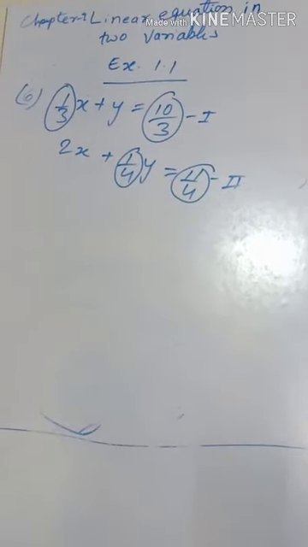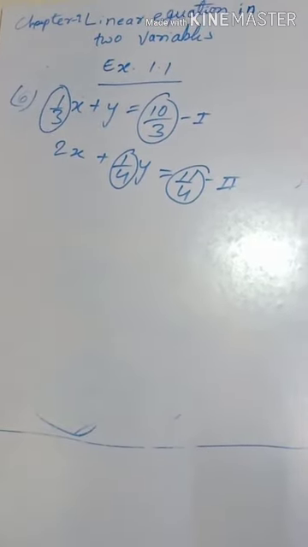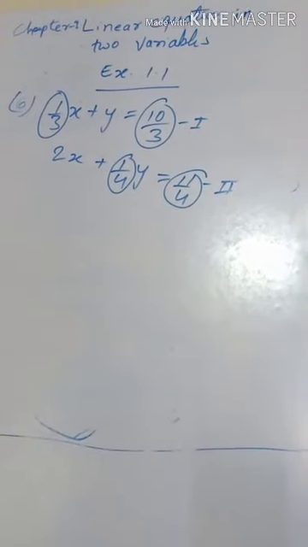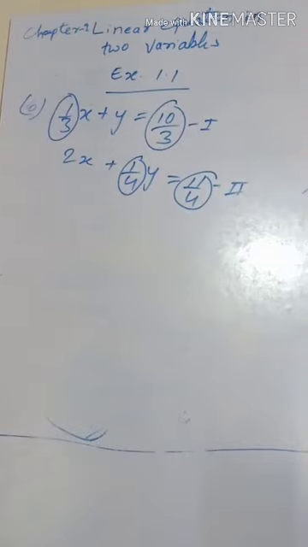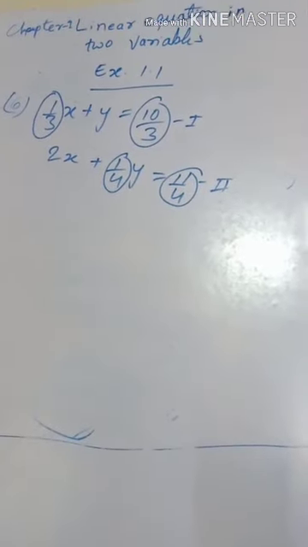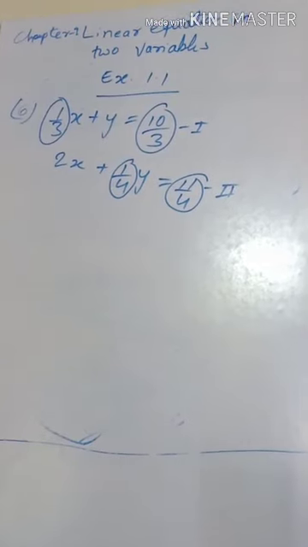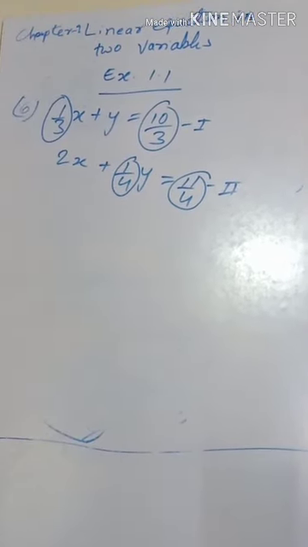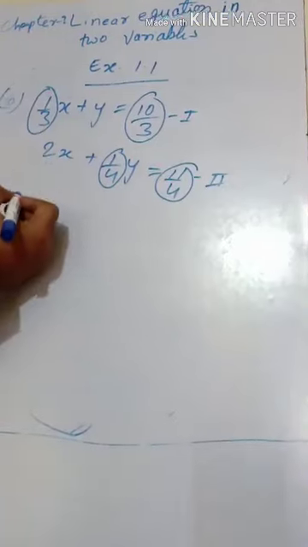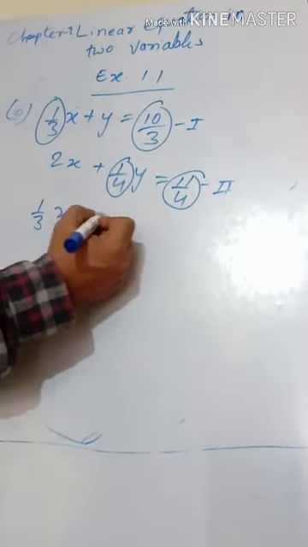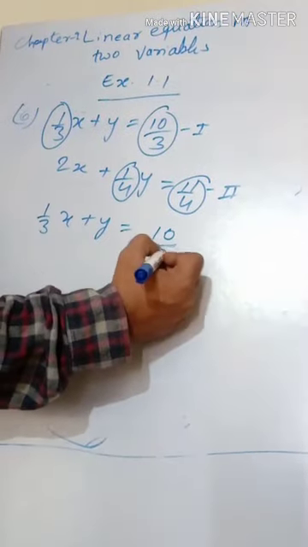So, first we arrange it in proper form. That is, we convert the equation in integers. And what is that integers? For 1 upon 3x plus y is equal to 10 upon 3.